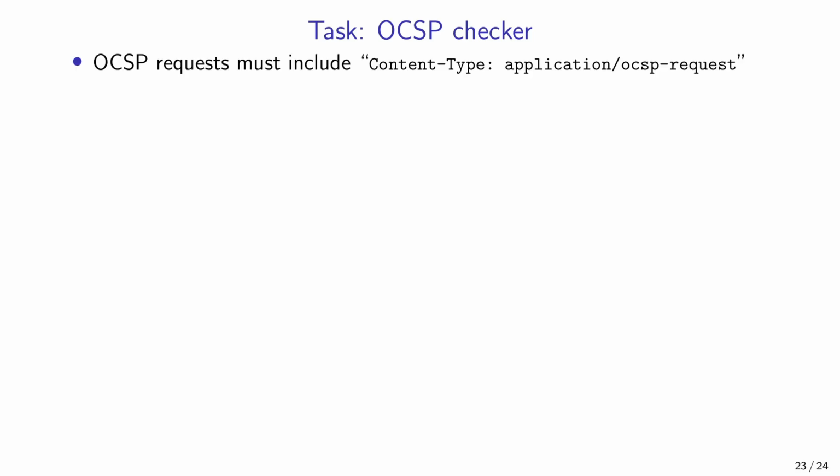Some additional notes. OCSP requests must include the Content-Type application/ocsp-request HTTP header. Otherwise, the request may be rejected by the server. Some web servers require this header, some don't, but it is better to include it.